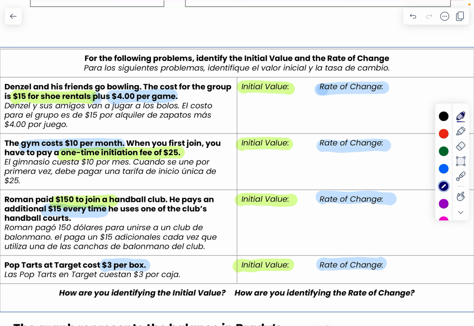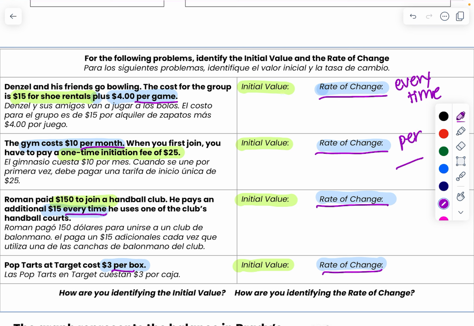So one other really important thing that I want to point out is that our rate of change every single time has very specific words that go with it. It might say per box, every time, per month, per game. But that's going to tell you that every time or per something, that's what's happening. That's the rate of change. So that is your big hint. If you're a little confused between initial value and rate of change, look for the word per, for every, things like that. And hopefully that starts to make more sense.